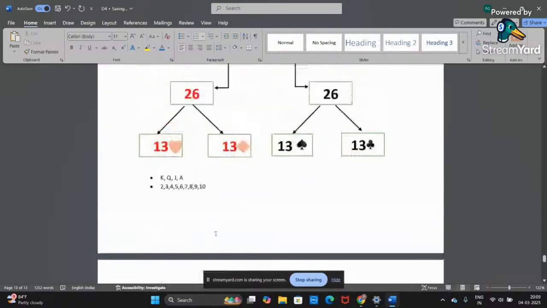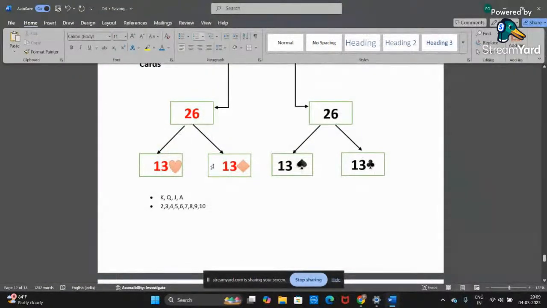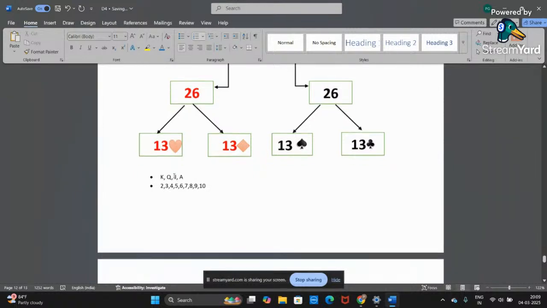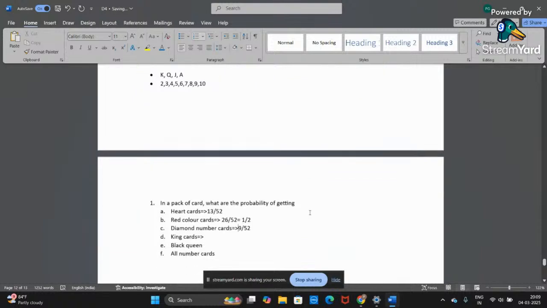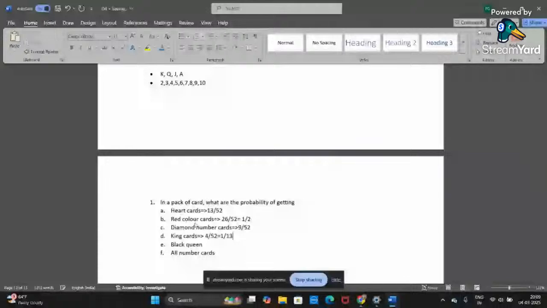Okay, king cards. In this also we have king cards: in heart, in diamond, in spade, in club. In all we have king cards. How many do we have? In each we have one king card. So totally 1, 2, 3, 4. There are 4 king cards out of how much? 52 cards, right? So we can further simplify. So that will be 1 by 13 is your probability of getting king cards.